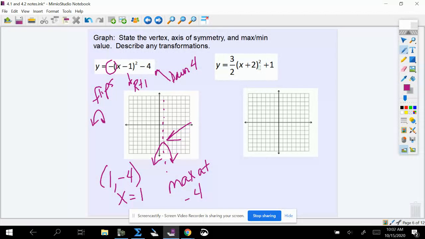The next one does not flip upside down. It's going to be right side up. It goes left 2, and it goes up 1. So from my picture, from my origin, I go left 2, up 1, and put a point. That's going to be my vertex.